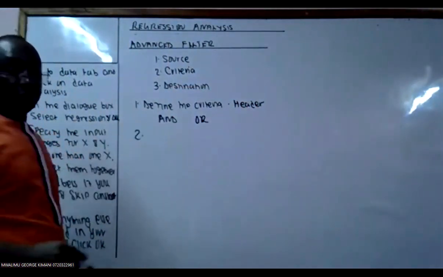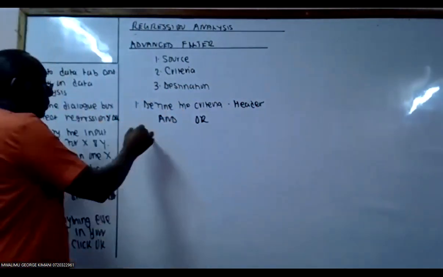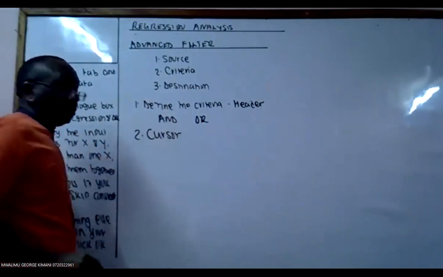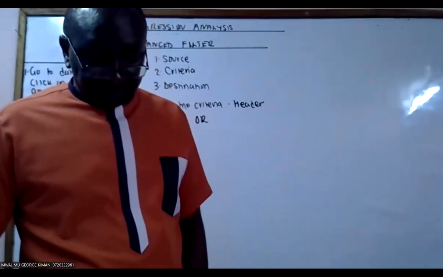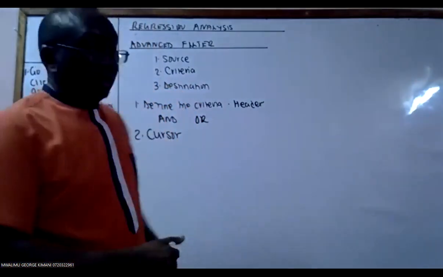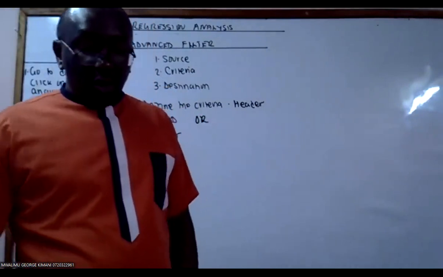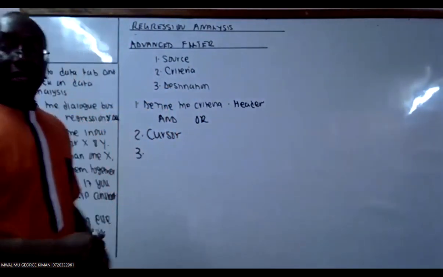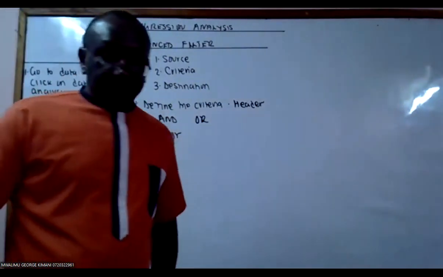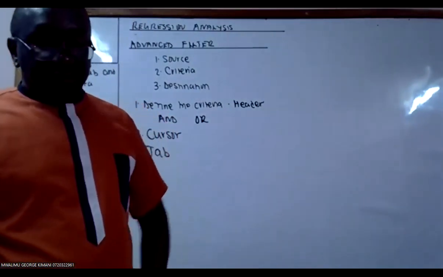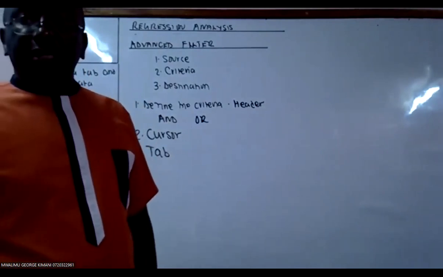Step number 2. Keep the cursor in the source data. Number 3, go to the Data tab and click on the advanced filter option.